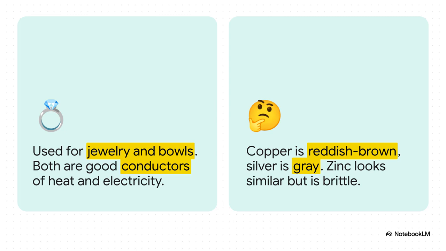So, let's take copper and silver. We use them for a lot of the same stuff. Jewelry, bowls, and they're both fantastic at conducting heat and electricity. But even with all that in common, they look completely different. And then you throw zinc into the mix, which kind of looks more like silver, but it's brittle and not nearly as good a conductor. So what's the secret rulebook that these materials are following?